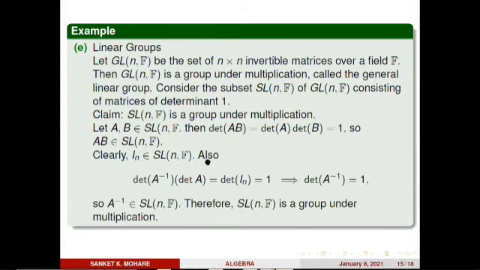Therefore, as the set SL(n, F) under usual matrix multiplication satisfies the 3 axioms of a group, SL(n, F) forms a group under multiplication. It is called the special linear group, and GL(n, F) is called the general linear group.